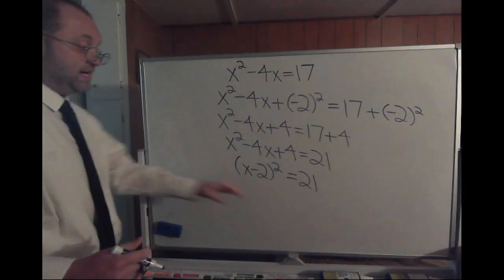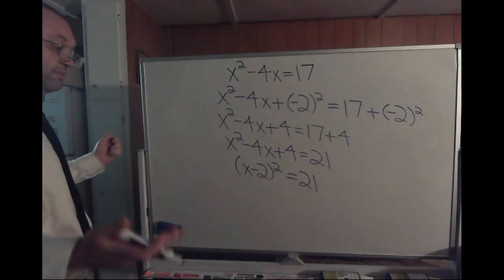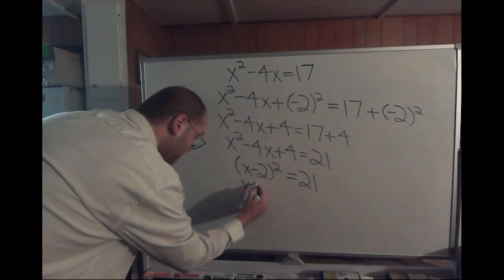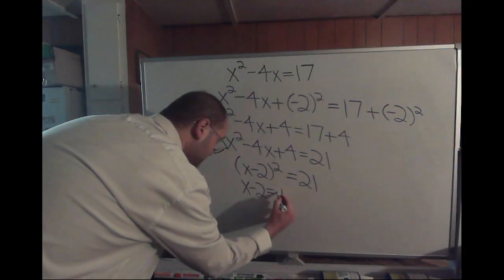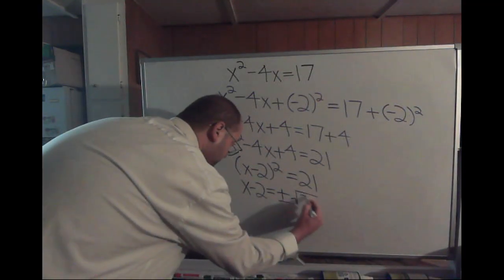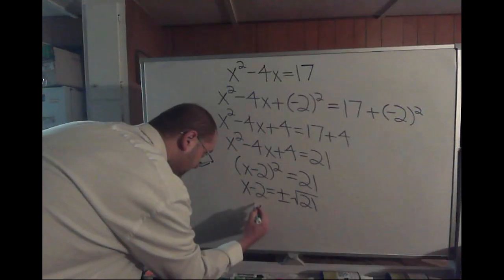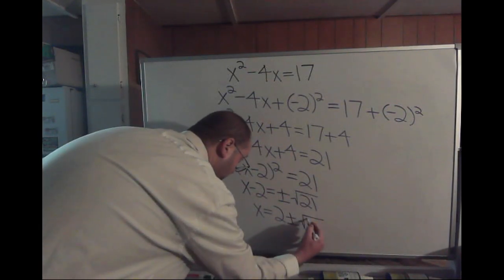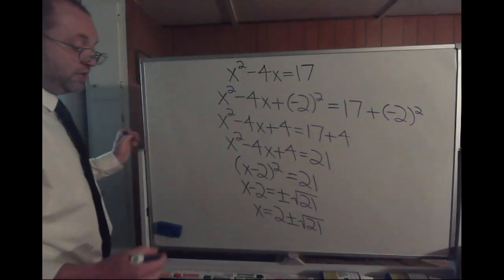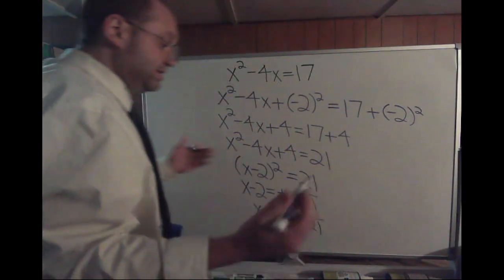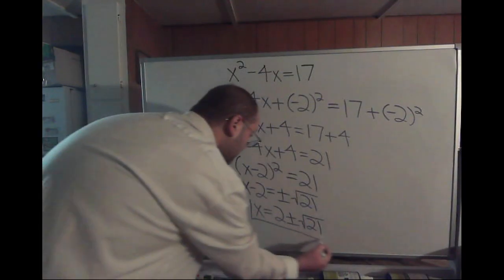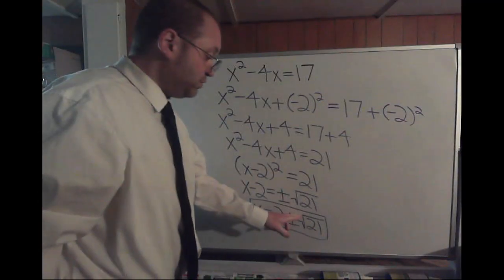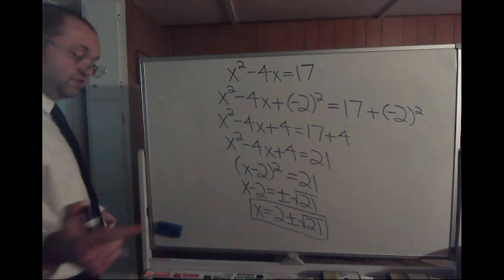And now both sides have perfect squares. So we're going to solve it like we did yesterday's lesson. Take the square root of both sides, you'll get x minus 2 is equal to plus and minus the square root of 21, which means x is equal to 2 plus and minus the square root of 21. And square root of 21, it's not a perfect square, and none of its factors are, so you have the answer of x equals 2 plus or minus the square root of 21. That's exactly what you would get for your answer.